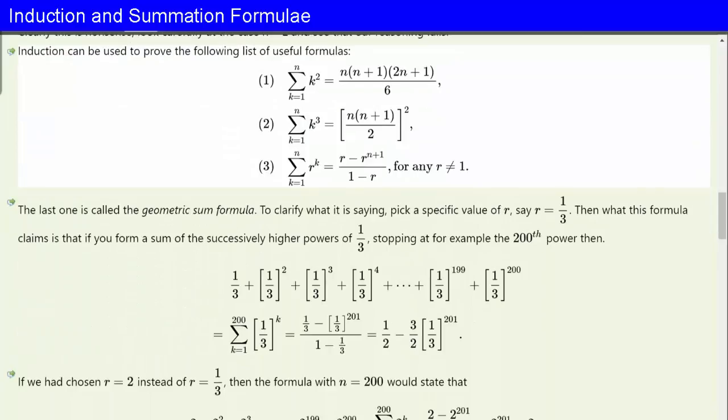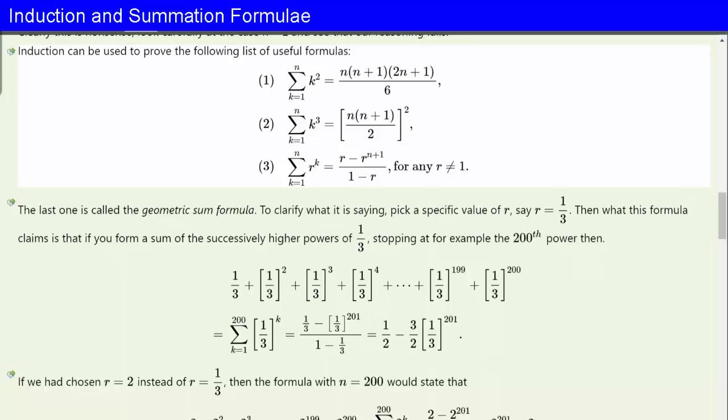Induction can be used to prove the following list of useful formulas. First, summation k squared from 1 to n is n times n plus 1 times 2n plus 1 over 6. And we have a formula for summation k equal 1 to n cubed. In fact, that's just the square of the formula for summation k. That is, it's n times n plus 1 over 2, squared.